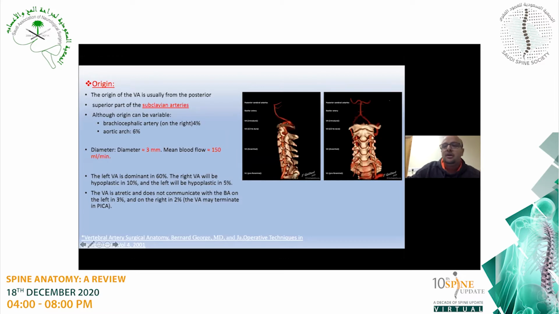So, as we all know, the vertebral artery originates from the posterior superior part of the subclavian arteries, although the origin can be variable, with the brachiocephalic artery on the right side and the aortic arch in 6% on both sides. The diameter is around 3 millimeters with a mean blood flow of 150 ml per minute. The left vertebral artery is dominant in 60%. The right VA will be hypoplastic in 10%, and the left will be hypoplastic in 5%. The vertebral artery can be atretic; it does not communicate with the basilar artery on the left side, as we can see in the coming slides.